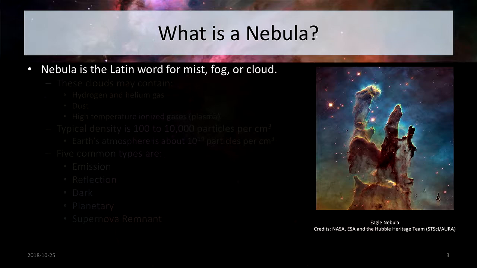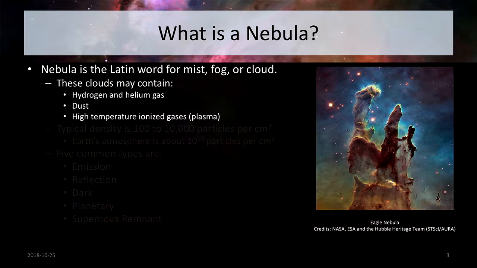Well, because there's literally stuff out there, typically gases, primarily hydrogen and helium, mostly hydrogen, often some dusts, and some high-temperature ionized gases, that is, gases that are having electrons either put into excited orbitals, that is, they are energized, or having electrons completely kicked off. Those interactions can often cause them to emit light.